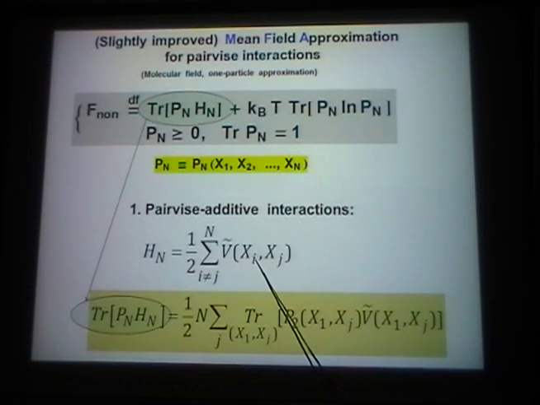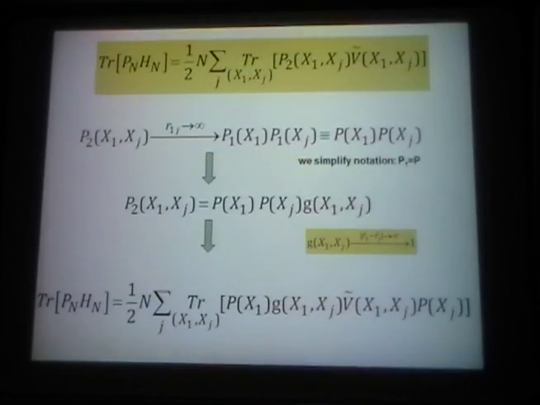So if I take index number 1 and sum over all possible j's, I get the same for i equal 2 and for all other j's not equal 2. So actually I get one half N times something like in here. So to calculate the average energy, only the pair distribution function is involved. We know something more about this pair distribution.